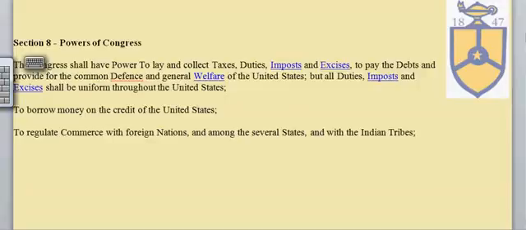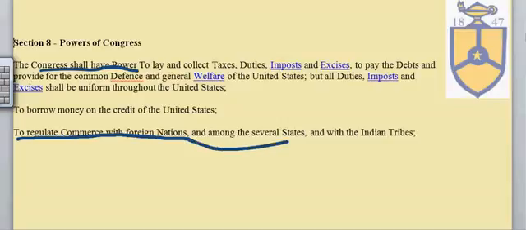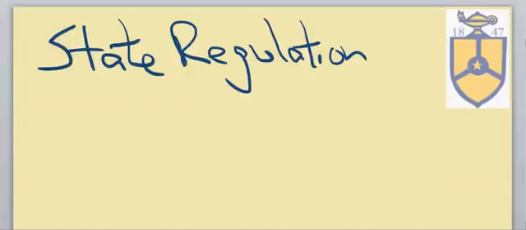The important part up here is it says Congress shall have the power, and down here, to regulate commerce with the foreign nations, among the several states, and with the Indian tribes. And this is where they get the power to do this. In addition to the power of the Congress to do that, states also have the authority to regulate.